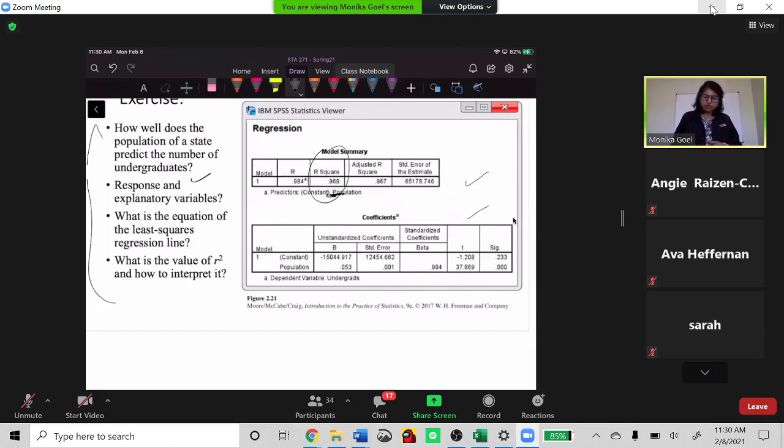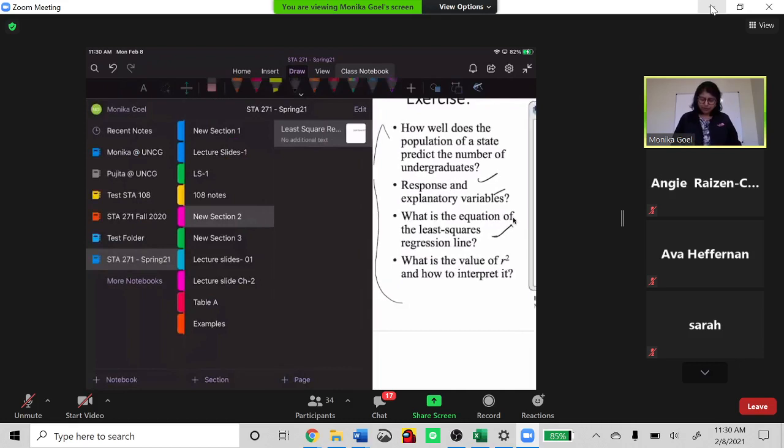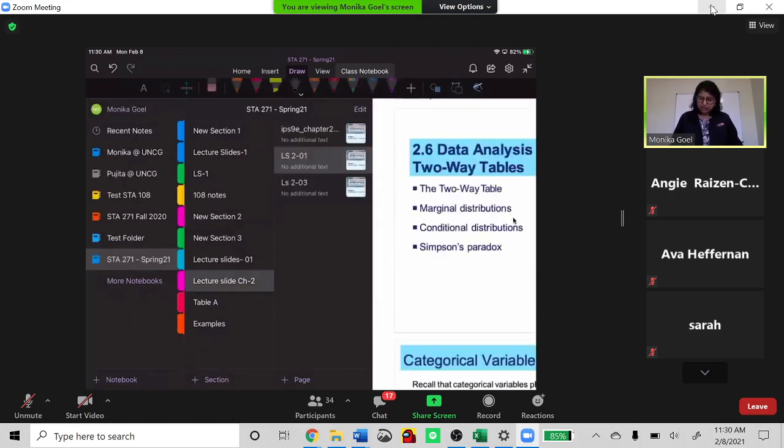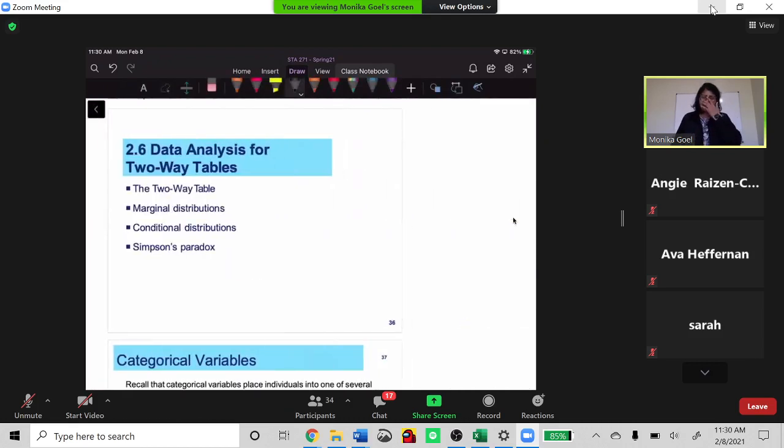What is your response and explanatory variable? Then try to make the least square regression line using this information, and then use what is the value of R and what do you say about that. So work on that part. So I guess we are good up till 2.5, but if anyone has any questions about that, please let me know now or later.